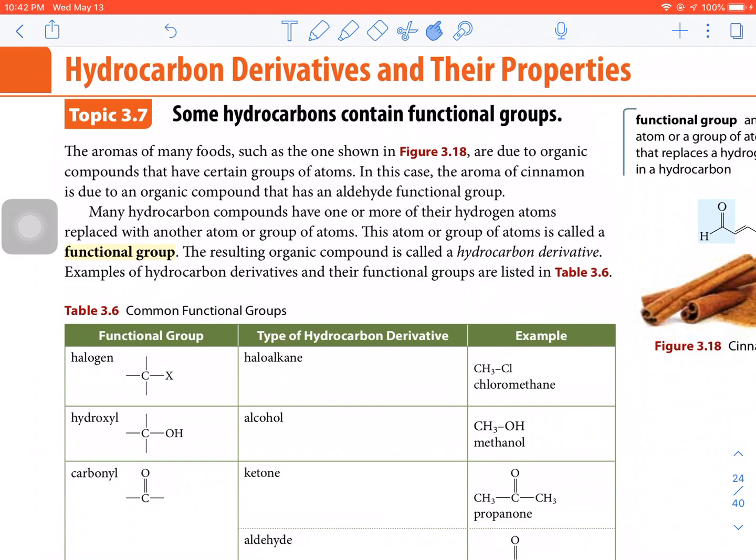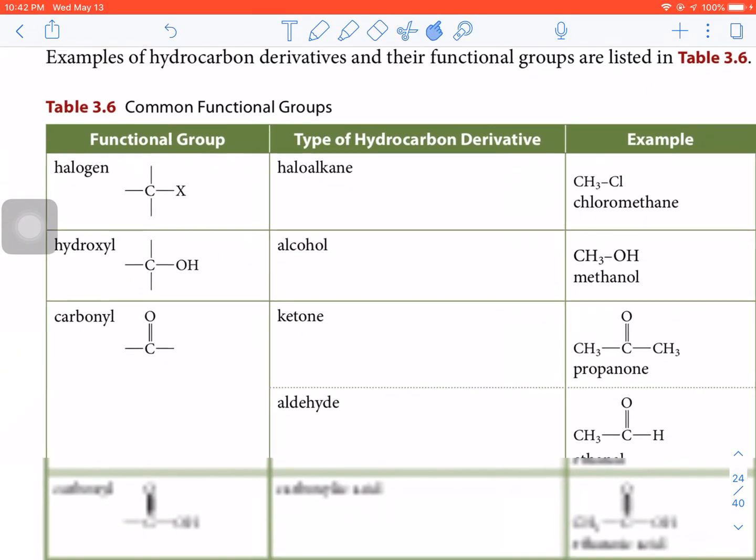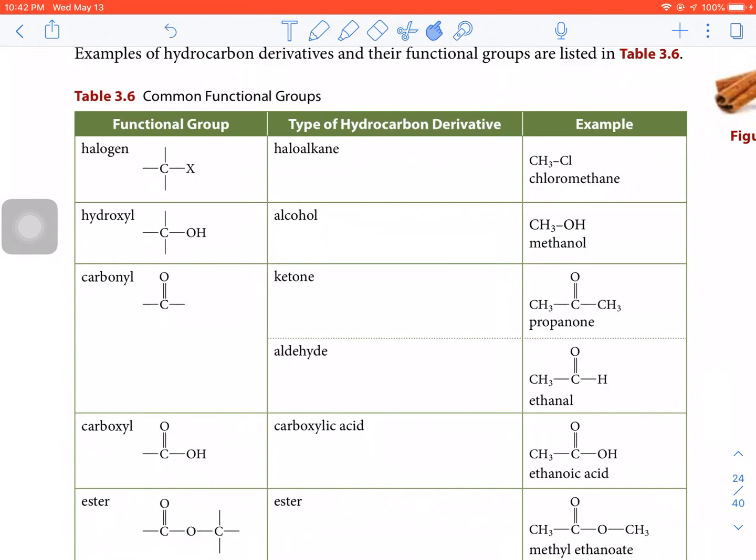All right, so 3.7 talks about functional groups. Functional groups are atoms or clusters of atoms that are not hydrogen and carbon. Remember everything we've done so far: methyl, propane, ethyl, 2-ethyl, heptane. As we worked through, everything so far has been hydrocarbons. But it turns out that in biology, in the real world, a lot of hydrocarbons contain other elements.